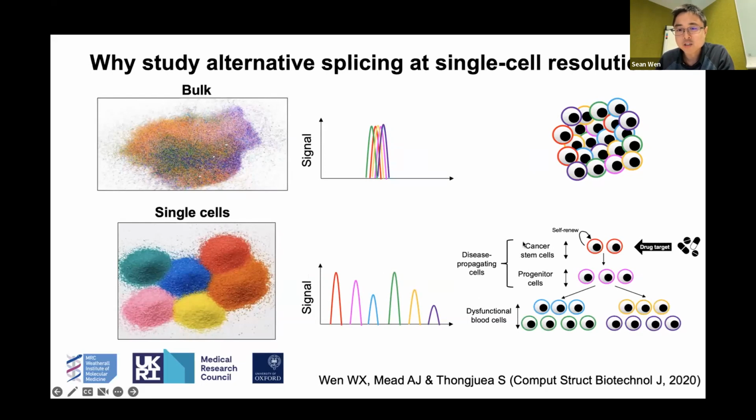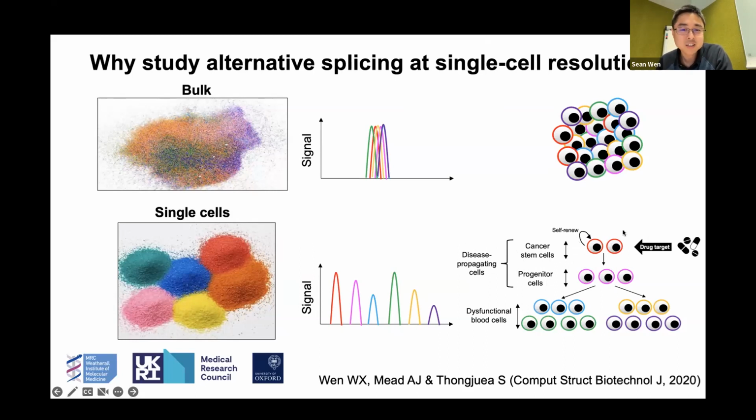And this is especially true in hematological malignancies, where we have the cancer stem cells sitting at the top, the progenitor cells, and these cells give rise to very dysfunctional blood cells. Being able to understand the signals, especially coming from the disease-propagating cells, which are the stem and the progenitor cells, is really important, because these are the cells that give rise to all the dysfunctional blood cells, and these are also the pool of cells that are probably very relevant for drug targets.